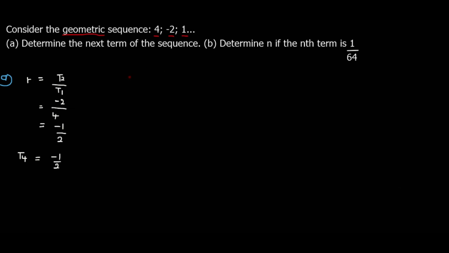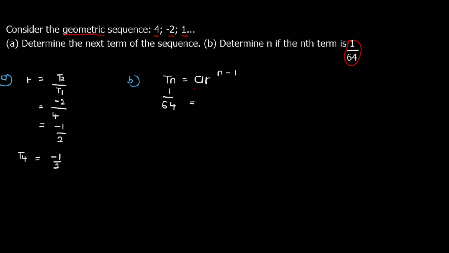Now let's go to number B. Determine n if the nth term is 1/64. Because this is geometric, let's use the nth term formula: Tn is equal to ar to the power n minus 1. And our nth term in this case is 1/64.